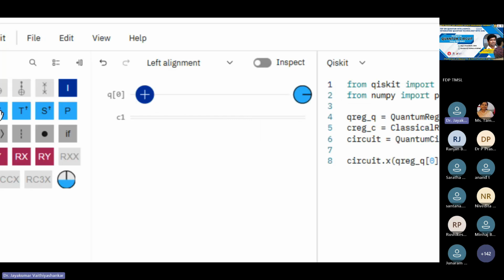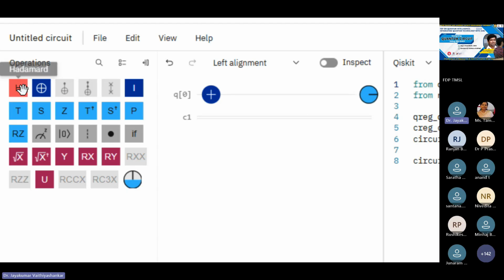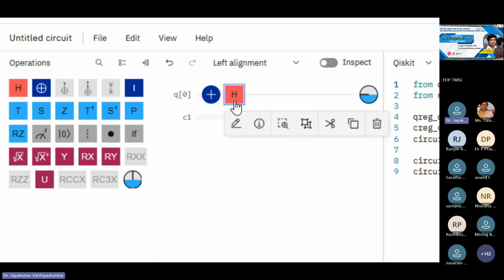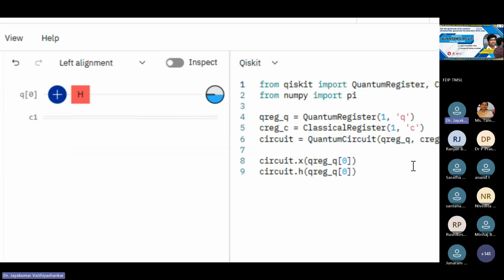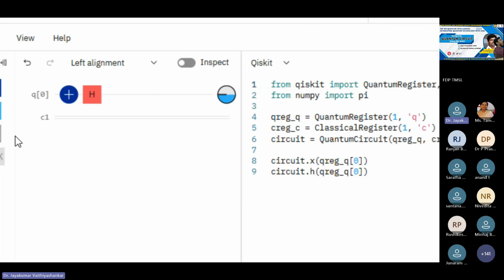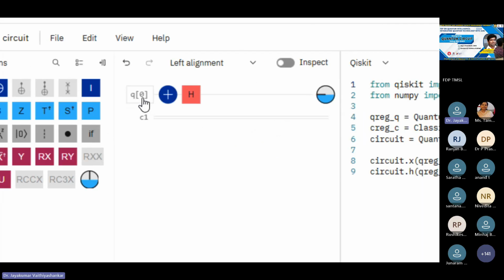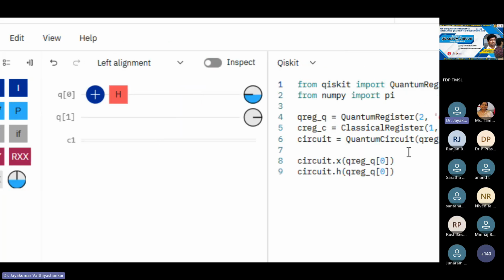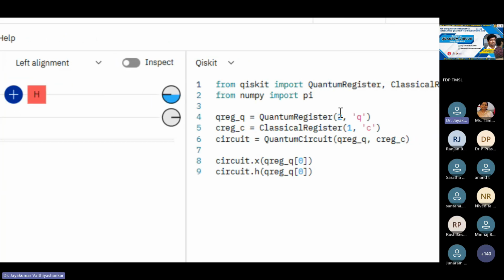Okay. So what do you do? Try to implement a Hadamard gate in Q0, next to the NOT gate, and you can see changes over here. So here is the Hadamard gate, implemented on quantum register 0. In the same way, you try to create one more qubit. Click plus. Now you can see changes in your quantum register. Now quantum becomes 2, classical remains 1.